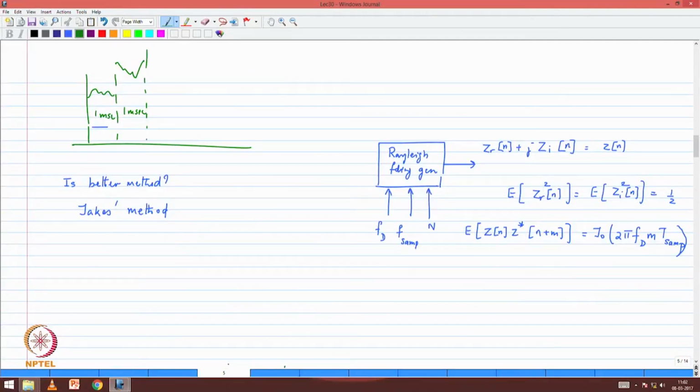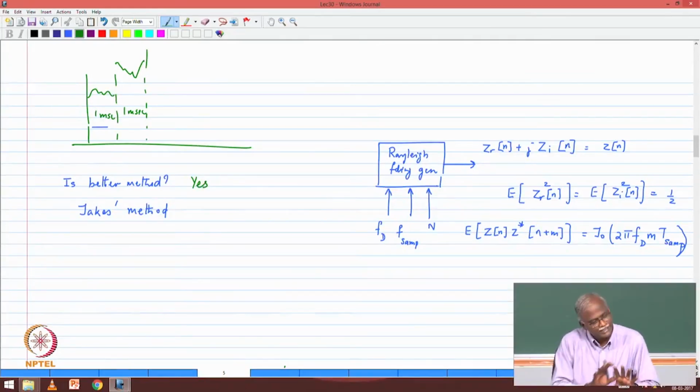So we made the observation that very often in simulation we are not interested in very long fading sequences. We are looking at independent sequences of fading waveforms of shorter duration. So the question is, is there a better method? And the answer turns out to be yes, and that's based on the Jakes model, and that's what we will focus on today. So is the context clear?